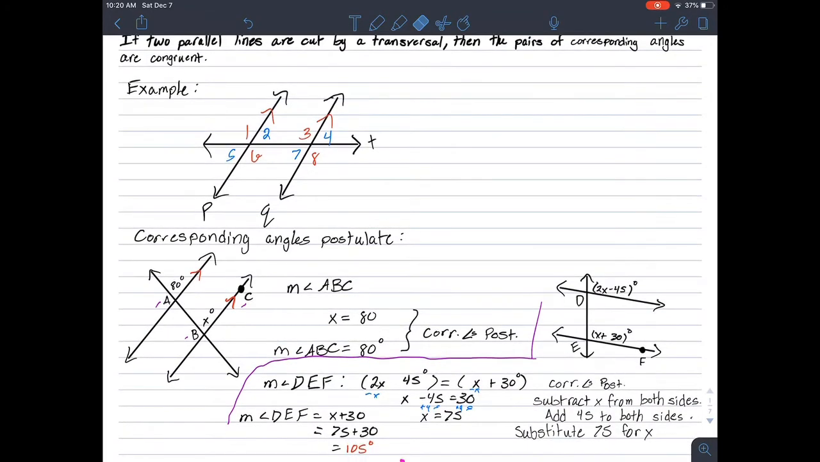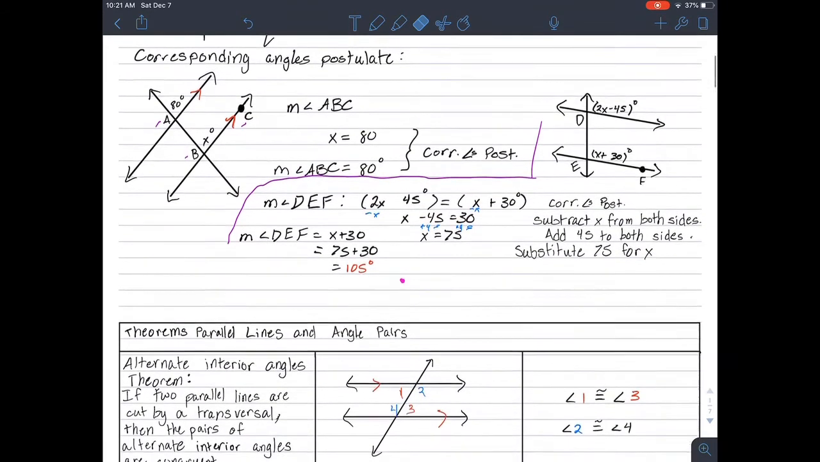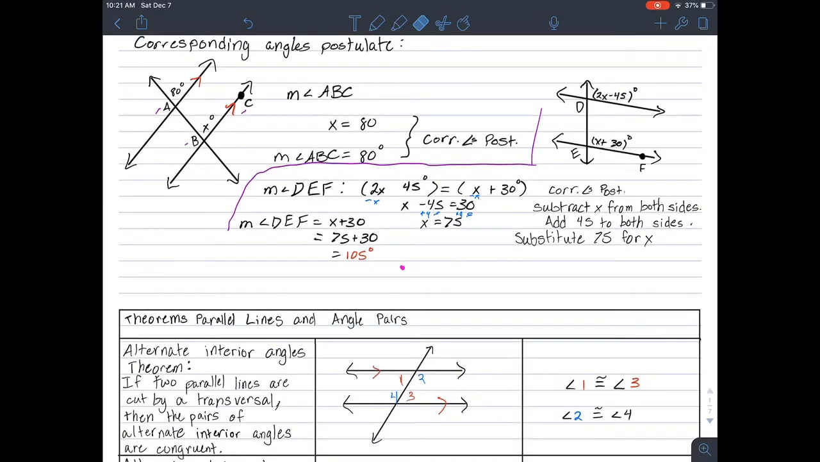Here's an example. We can see that 1 and 6, 3 and 8, 5 and 2, and 7 and 4 are all congruent. The corresponding angles postulate: if we want to find the measure of angle ABC, we know that x must equal 80 according to the corresponding angles postulate.